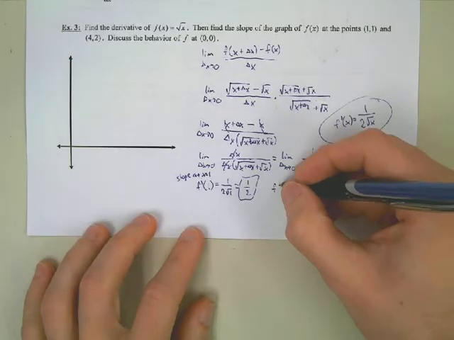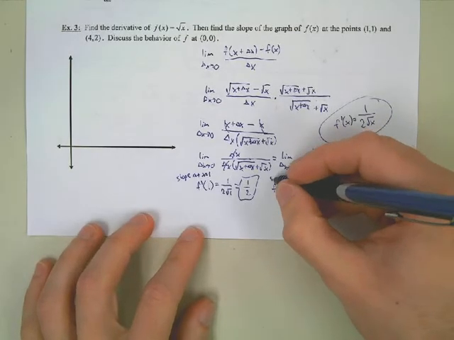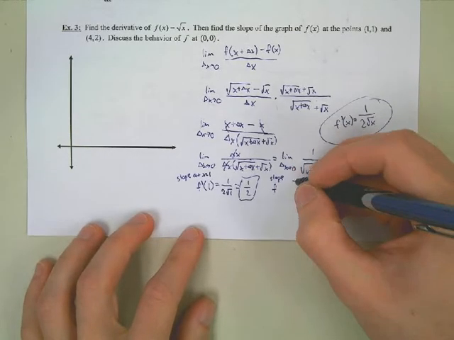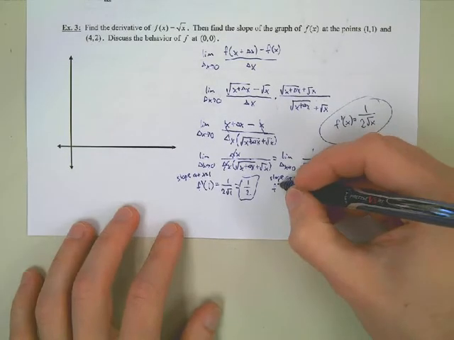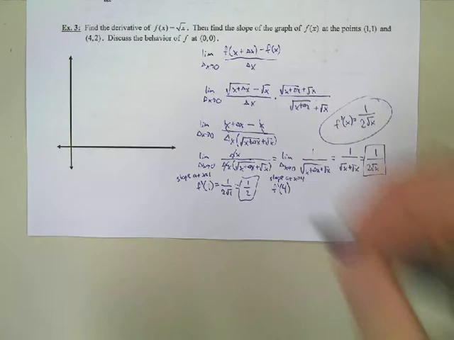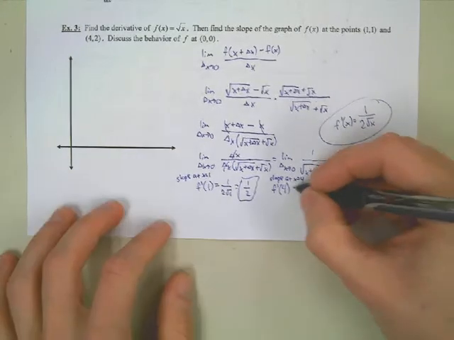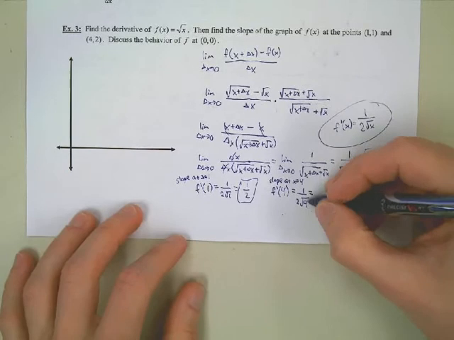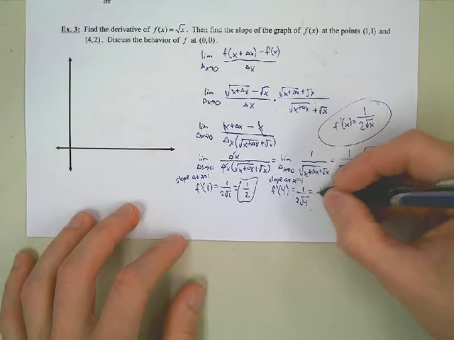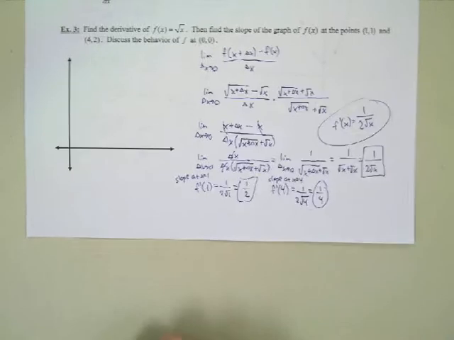But no, it's okay. And then the slope at x equals 4. That's going to be f prime of 4, right? And so let's plug in 4. So it's 1 over 2 times the square root of 4. The square root of 4 is 2. 1 over 2 times 2 is 1/4. Wow. Cool. So easy.